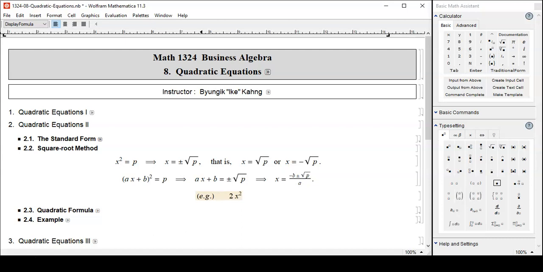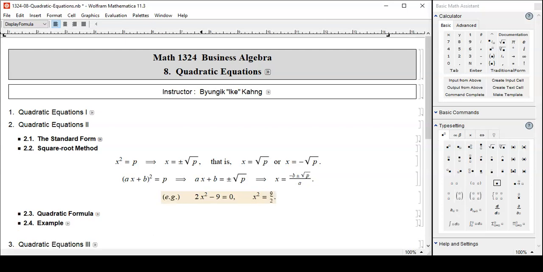Two x squared minus 9 is equal to 0. Okay, that's as good as any. Let's solve it. Flip this negative 9 to the other side to solve for x squared. 2x squared is equal to 9. And here, divide each by 2, then this 2 will be gone, and you're going to get 9/2. Alright, we got the x squared equals p form.